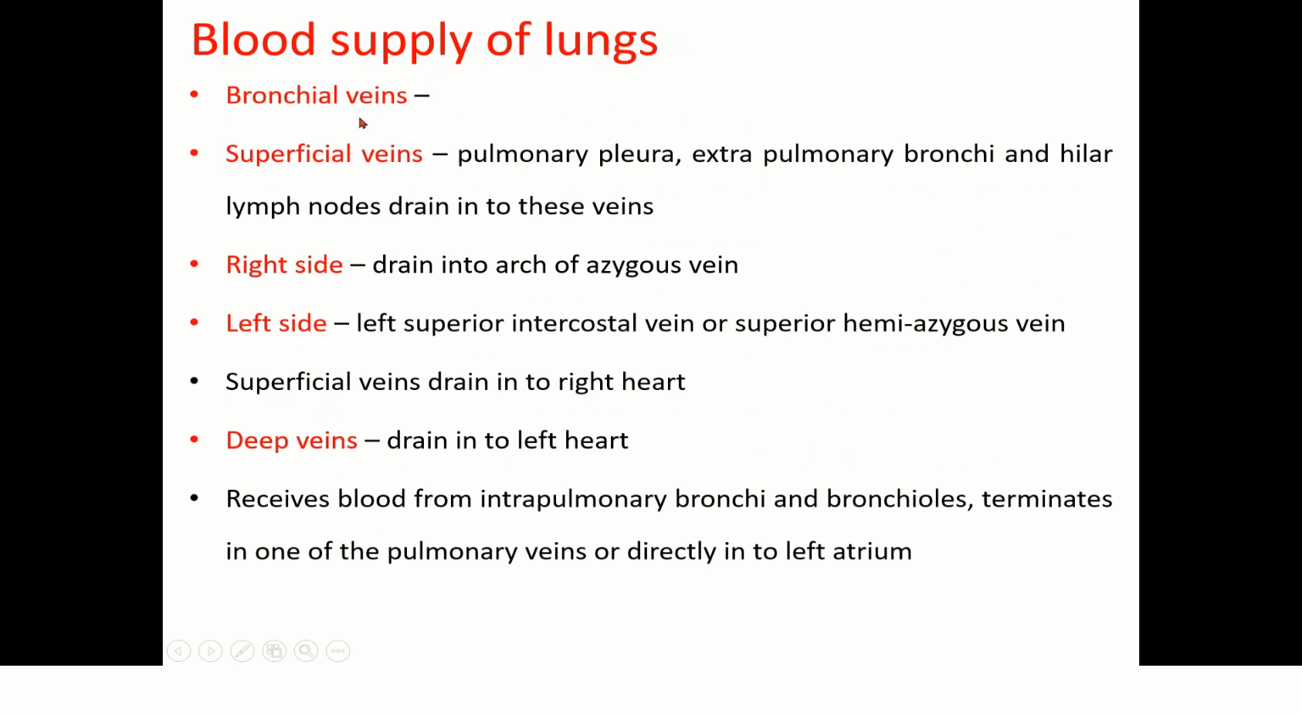So blood supply of lungs. Earlier we have seen the arteries, pulmonary veins and bronchial arteries. Now the last aspect of the blood supply of the lung is the bronchial veins. There are again two sets, superficial veins and deep veins. The superficial veins receive blood from pulmonary pleura, extrapulmonary bronchi and hilar lymph nodes. On the right side, these superficial veins drain into the arch of the azygos vein. On the left side, into the left superior intercostal vein or superior hemiazygos vein.